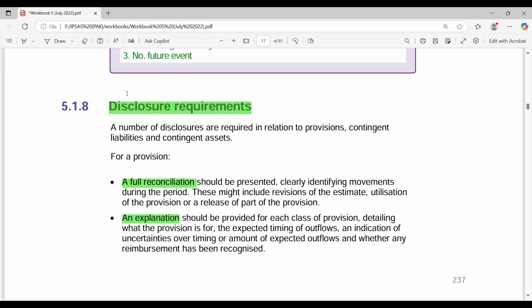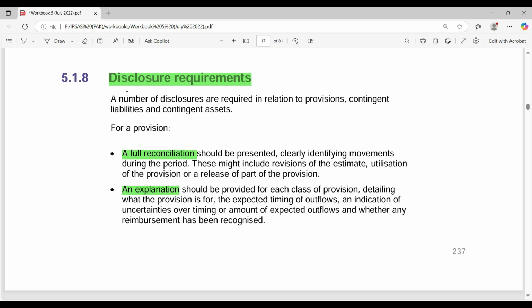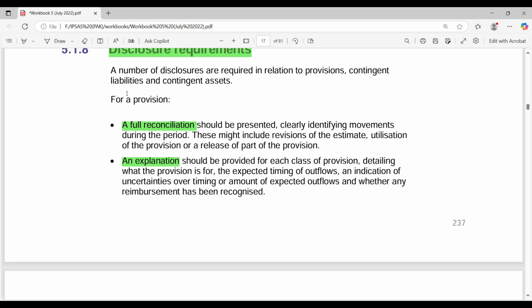At the end of every IPSAS, there are some disclosure requirements. A number of disclosures are required in relation to provisions, contingent liabilities, and contingent assets. For a provision, a full reconciliation should be presented, clearly identifying movements during the period. These might include revisions of the estimates, utilization of the provisions, or release of part of the provisions. Similarly, you show how the time value of money affects your provisions.